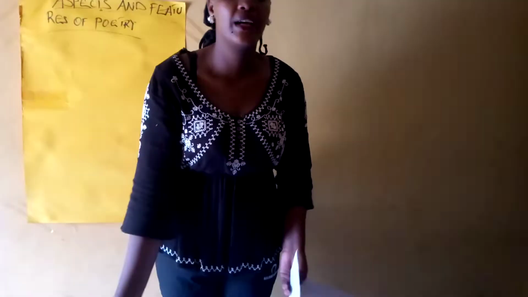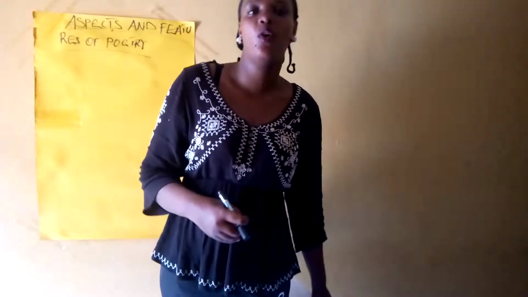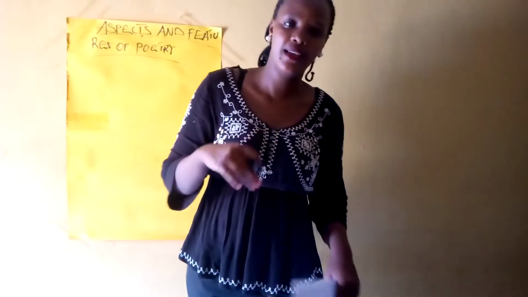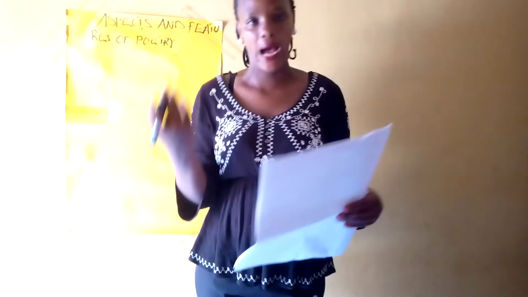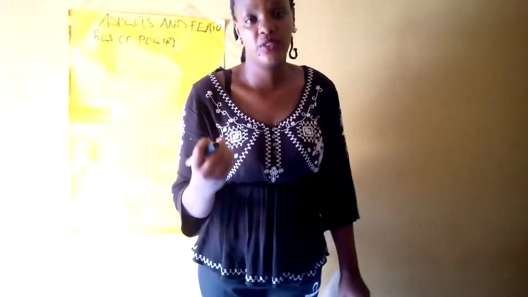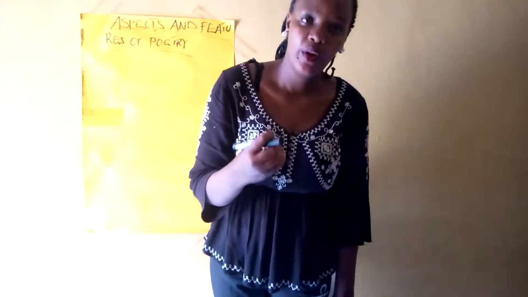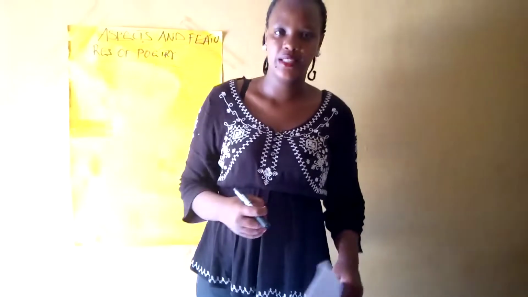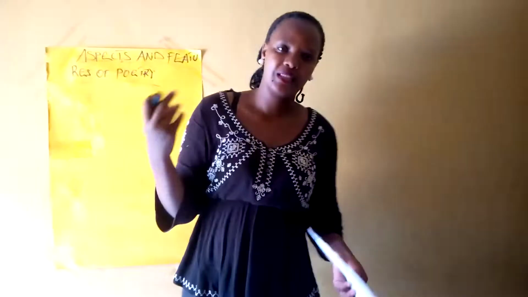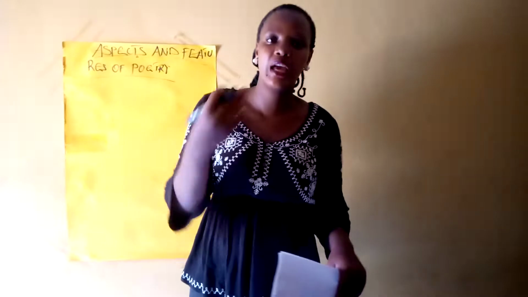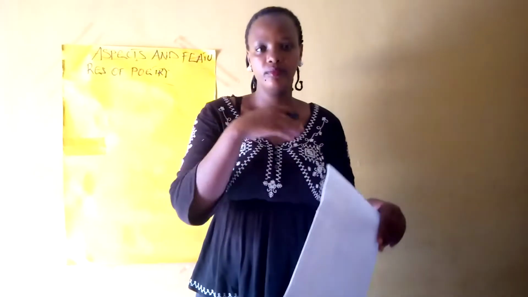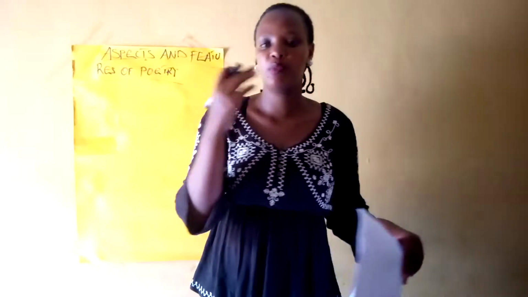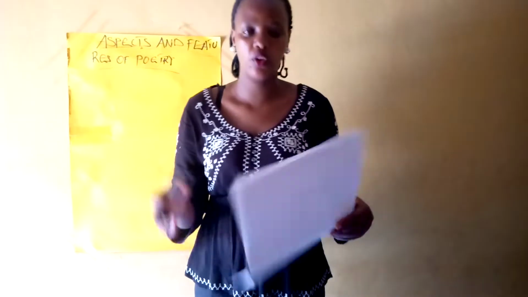For the aspects and features of poetry, we have the speaker. I said this is the someone speaking in the poem, who can use pronouns like I, we, you, us, and all that. Then I talked about the title, which is the same as the heading. Then I talked about setting, where I said setting can be place, can be time, can be historical. We said it can be post-colonial, colonial, and before colonial.